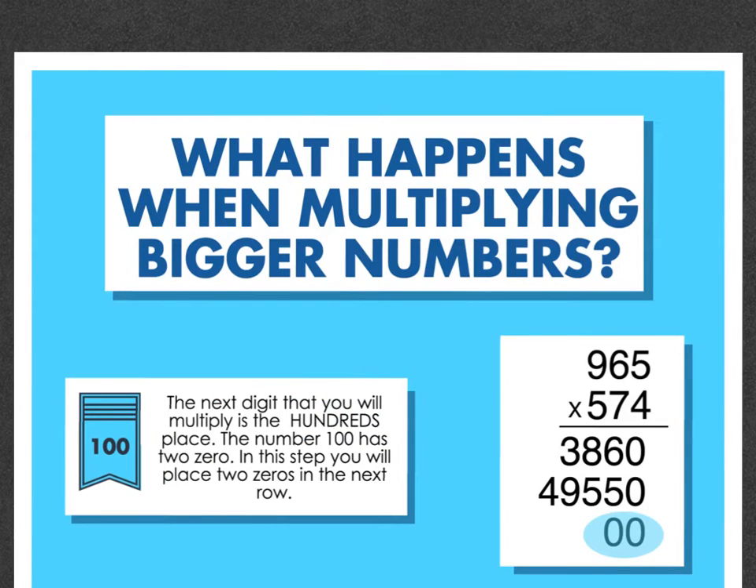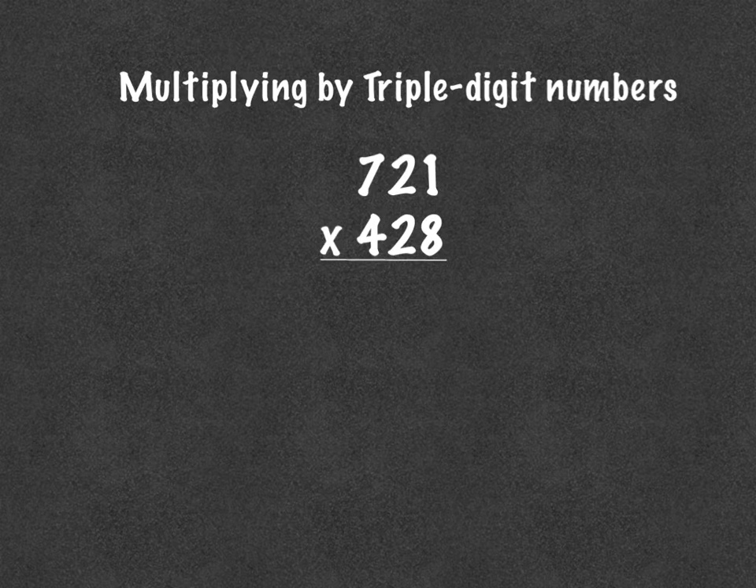So when we get a larger number, if you have a triple digit number, just like this one on here, so 965 times 574, we're going to actually need 2 zeros down here because our 5 is actually a 500. So the number 500 has 2 zeros in it, so we're going to need 2 zeros down here. All right, let's give it a try.